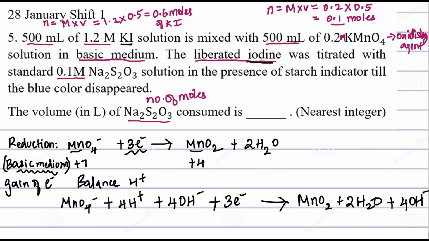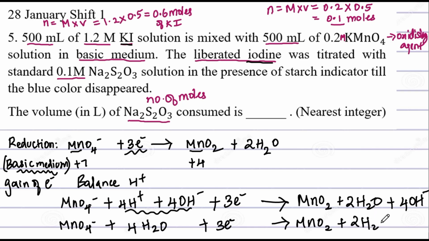So when you see the reactant side, H plus and OH minus together make a water molecule. So this we can write: MnO4 minus plus 4H2O plus 3 electrons gives MnO2 plus 2H2O plus 4OH minus. Now in the reactant side 4H2O is there and in the product side 2H2O is there. We can cancel that, and the remaining in the reactant side is 2H2O. So this is the reduction half reaction.